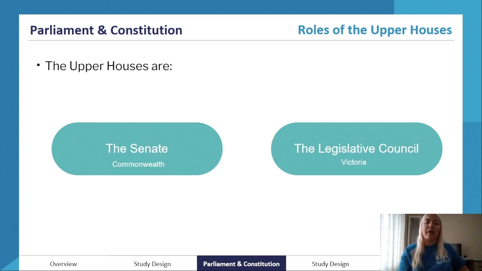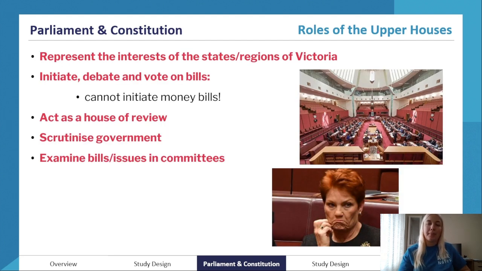Now for the roles of the upper houses. What I'm trying to point you towards is it's much easier to do well if you just categorize and remember which roles of the lower and upper house overlap and which roles are distinct and different between each house. So that's how I recommend studying for this. This is the Senate at Commonwealth level, and this is the Legislative Council at Victorian level.